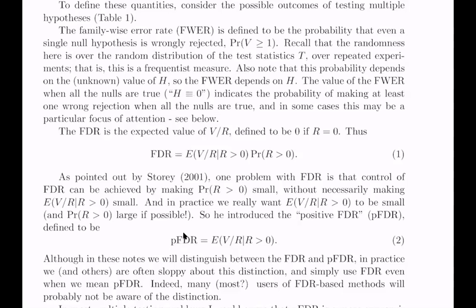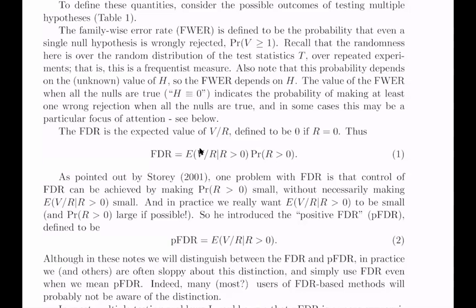So because of that, at least initially, and usually when people talk about controlling the FDR, they're controlling this quantity rather than this quantity, even though you might want this to be big and this to be small. Okay, so that's the false discovery rate.